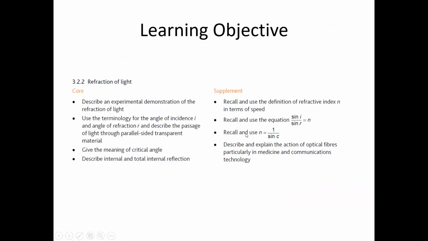Then the next topic is about refraction. What is the concept of refraction? Refraction means the property of a wave to change speed when it travels from one medium to another. We call that refraction.